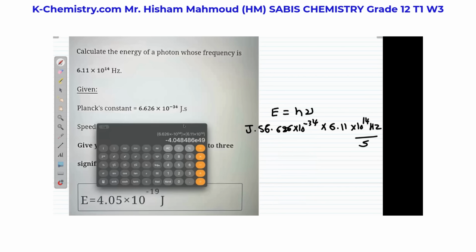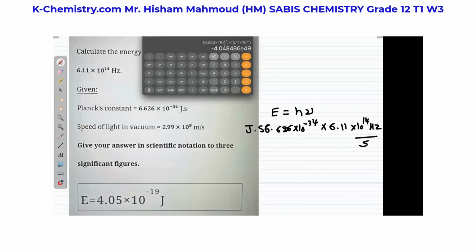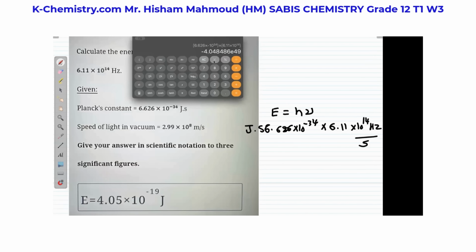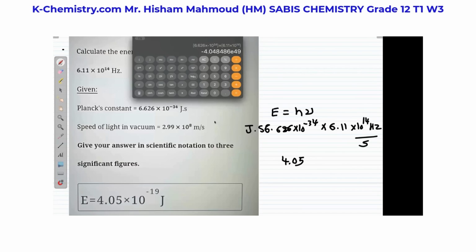So this is the answer. The hertz and joule second units cancel, so it will be in joule. The number here is 4.048, and I need three significant figures, so I will just use 4.05 and write it like that.